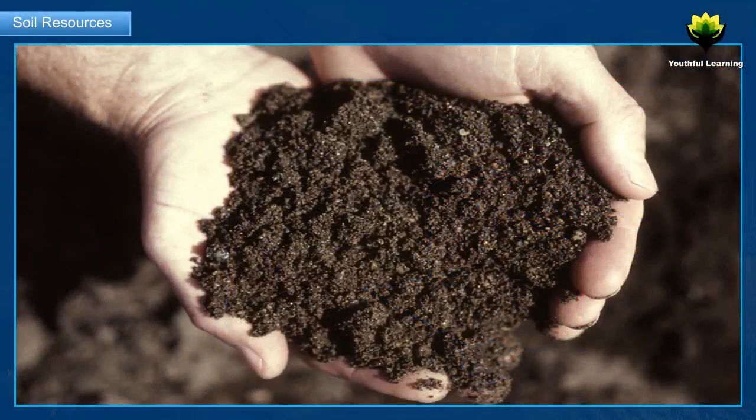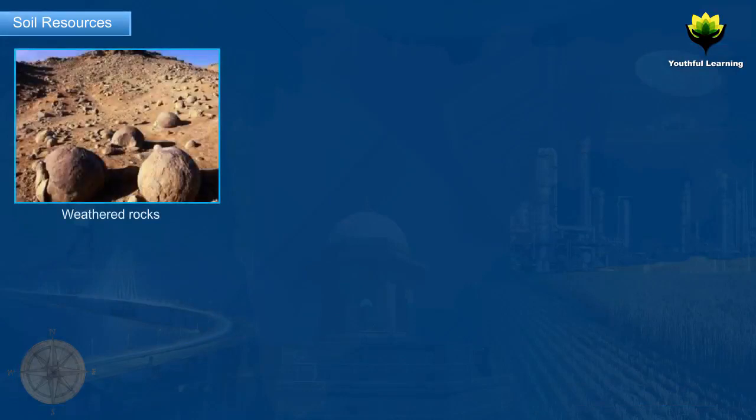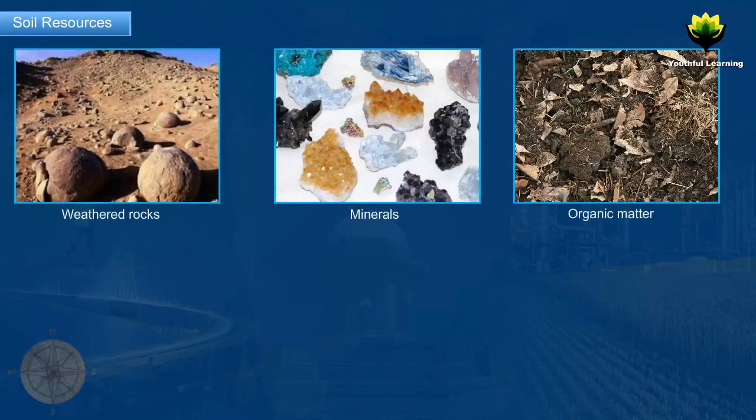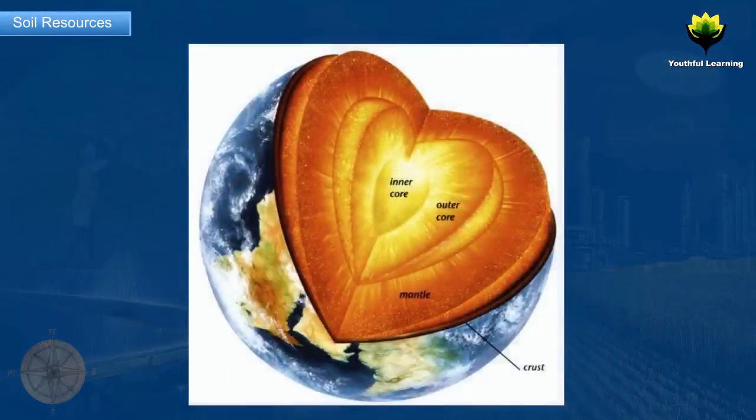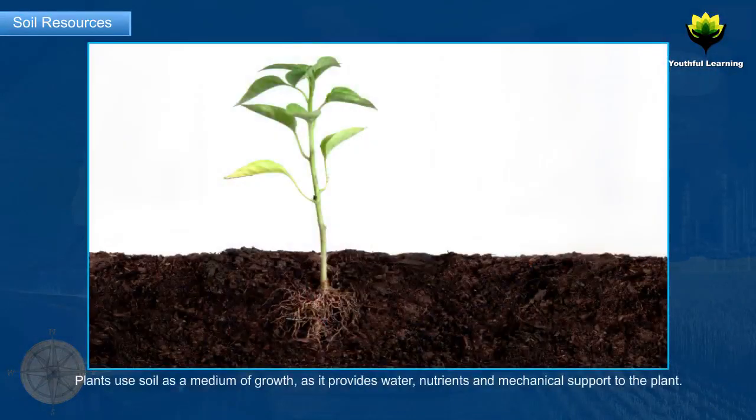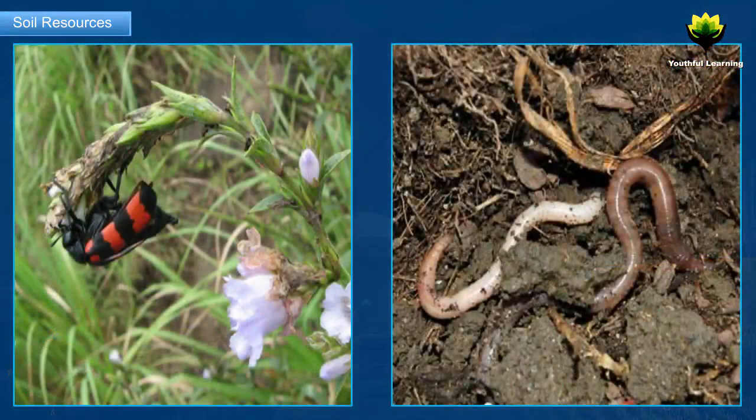Soil resources. Soil is composed of weathered rocks, minerals, organic matter, air, and living organisms. It forms the uppermost layer of the Earth's crust. Plants use soil as a medium of growth, as it provides water, nutrients, and mechanical support to the plant. Soil supports a variety of organisms both above and below ground.